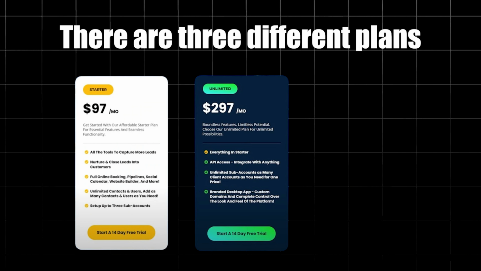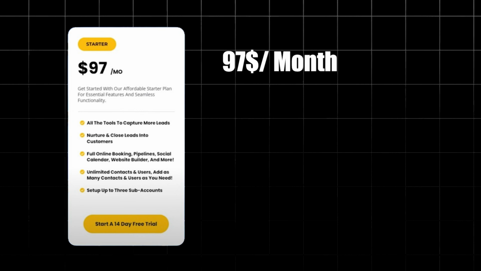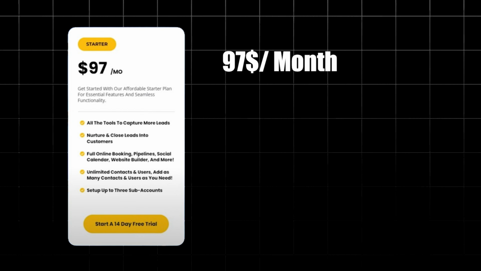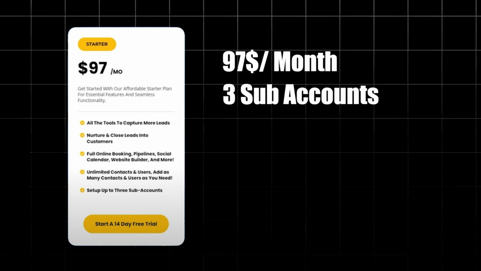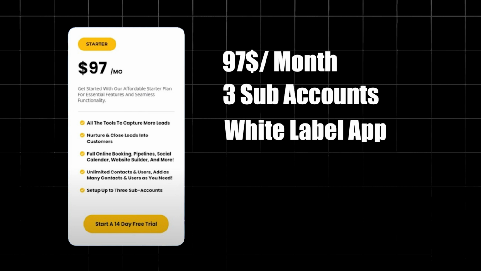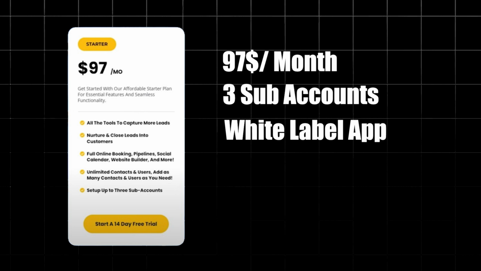Now, let's take a look at GoHighLevel's pricing. There are 3 different plans: Starter, Unlimited, and SaaS Pro. The Starter plan costs $97 a month. This plan includes 3 sub-accounts, up from just 1 previously. You can also white label the app and access 95% of the features in the CRM.